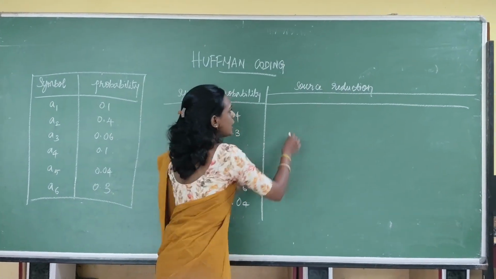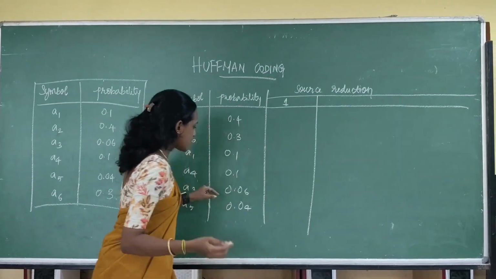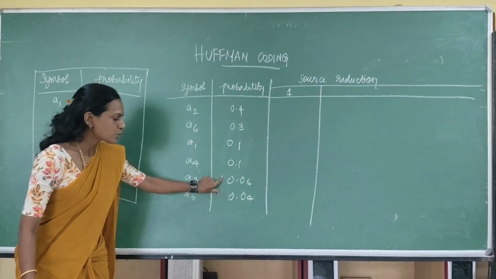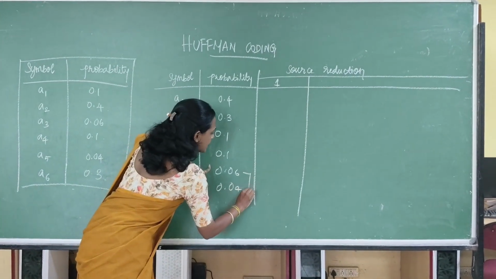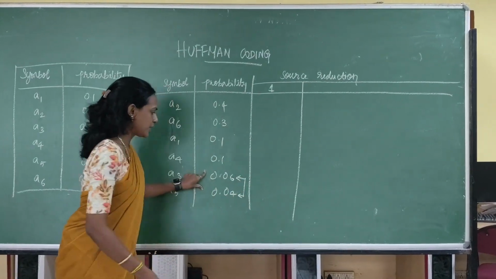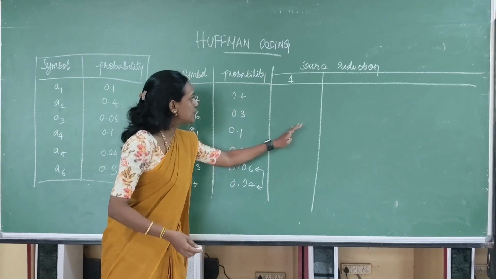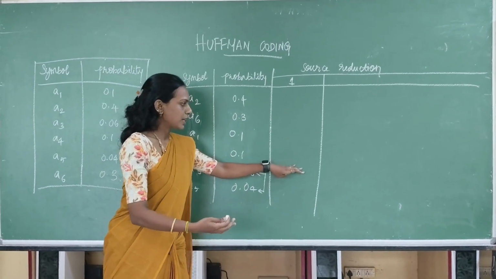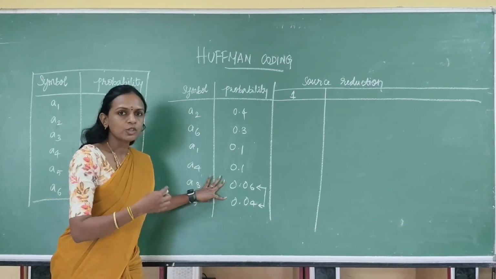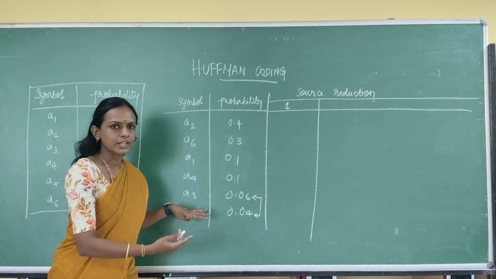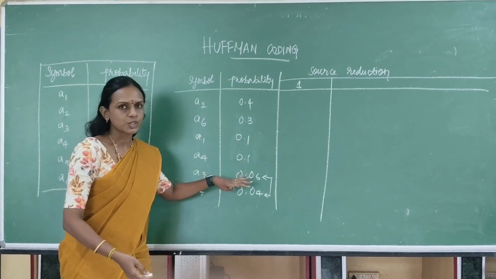Next we are going to reduce the codes. So the first step of code reduction. As I already told you, we take the last two probabilities and add them together. The other probabilities you keep pushing to the next block, but when you add these two probabilities, the added value should also be arranged in descending order. So again, the same protocol of arranging the probabilities in descending order has to be followed.